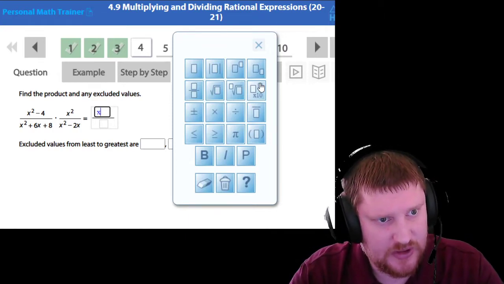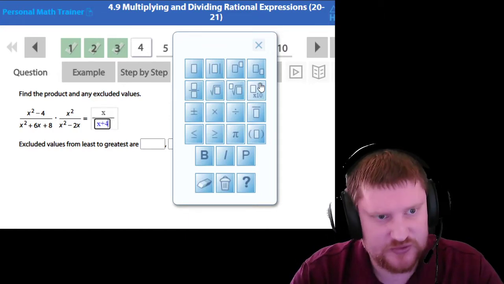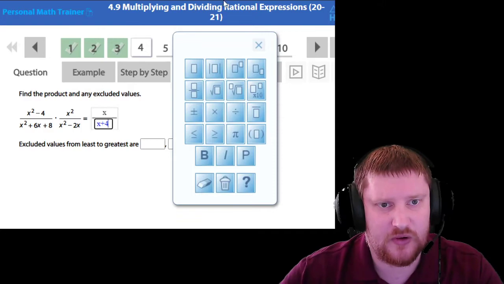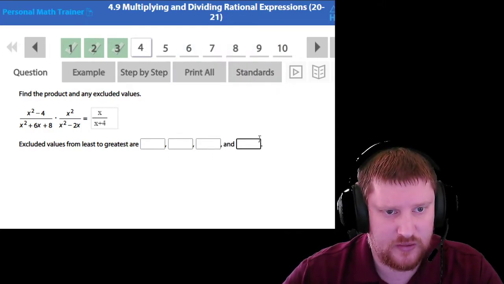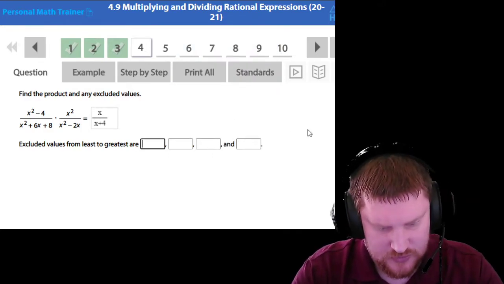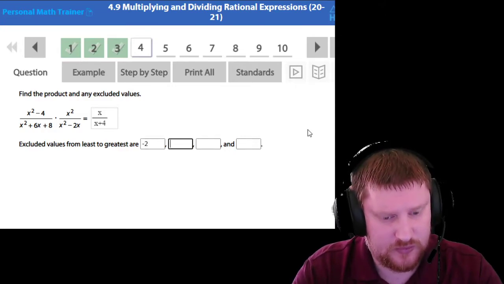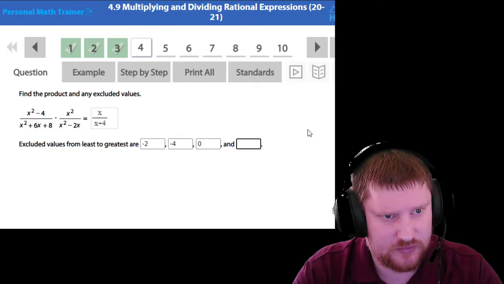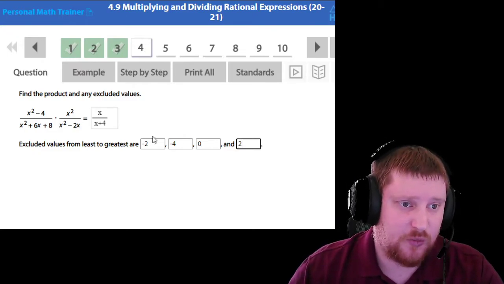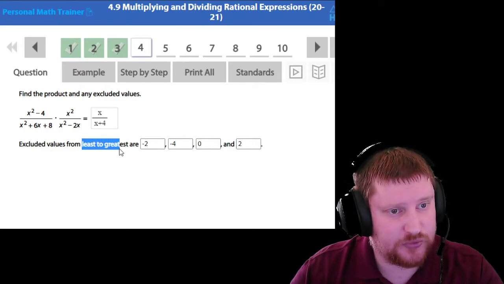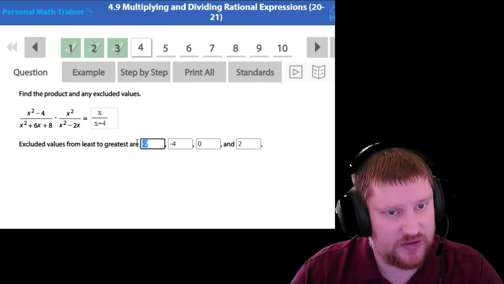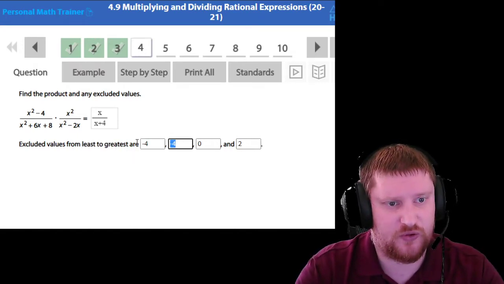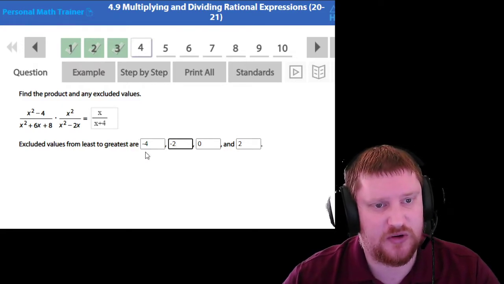Alright, so x over x plus 4 excluded values are negative 2, negative 4, 0, 2, except they want them ordered from least to greatest, so got to pay attention there. In that case, this would actually be negative 4, this would be negative 2, then 0, and 2.